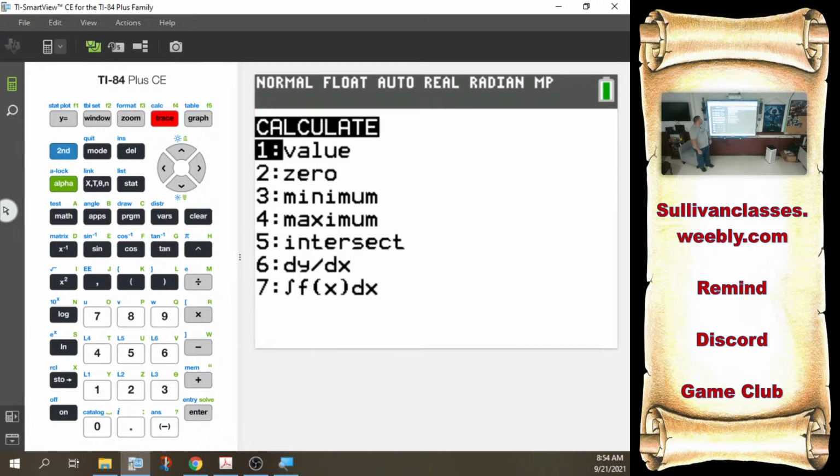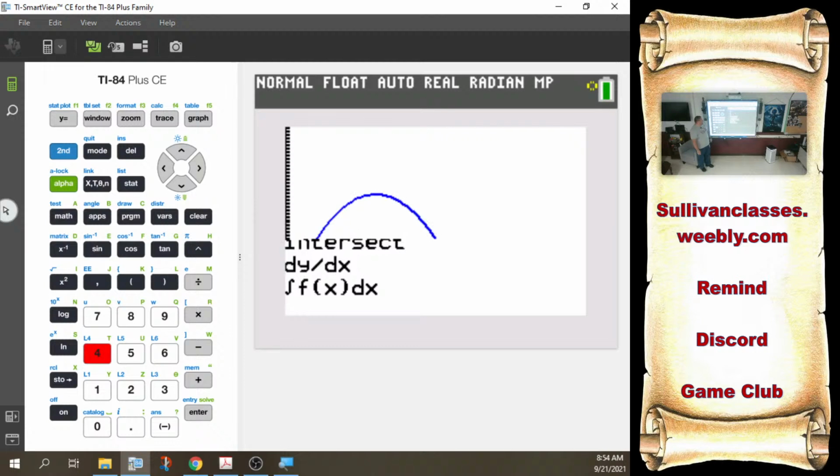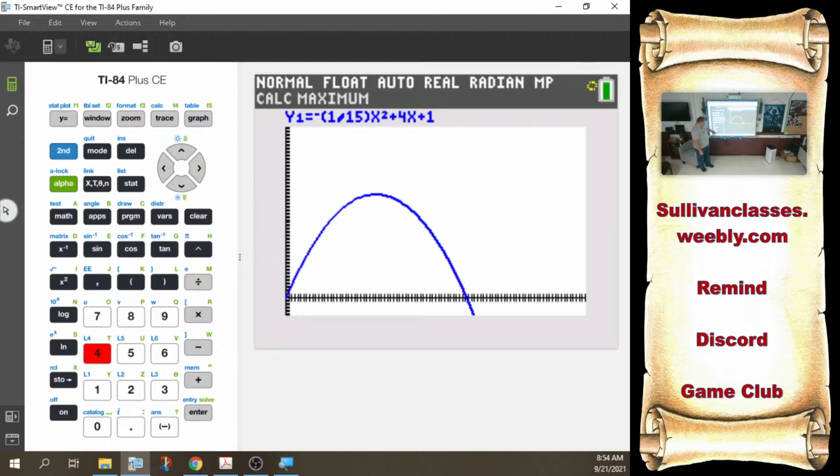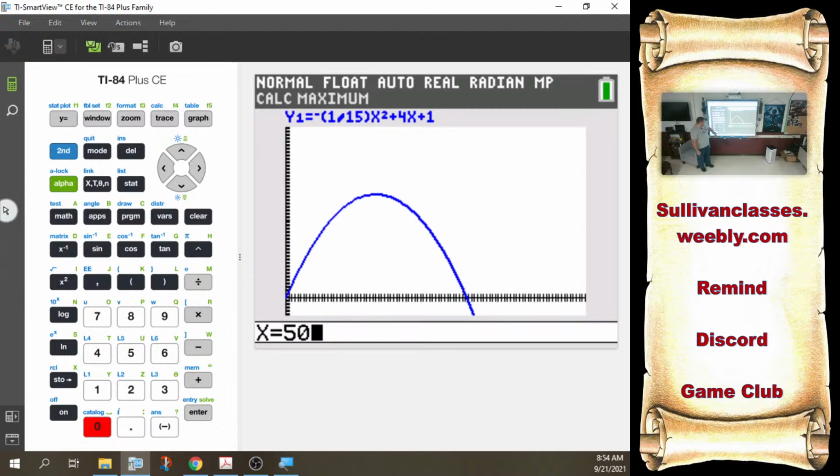Hey, that looks like it has a maximum. Somewhere between 0 and 50.